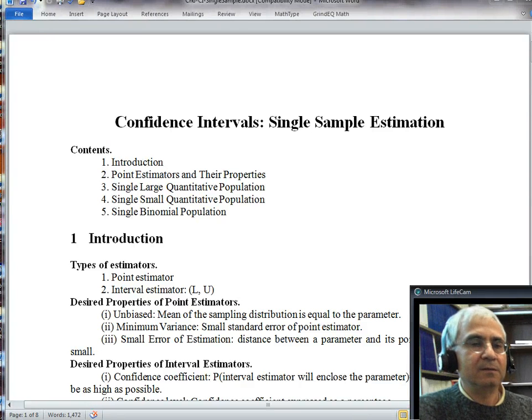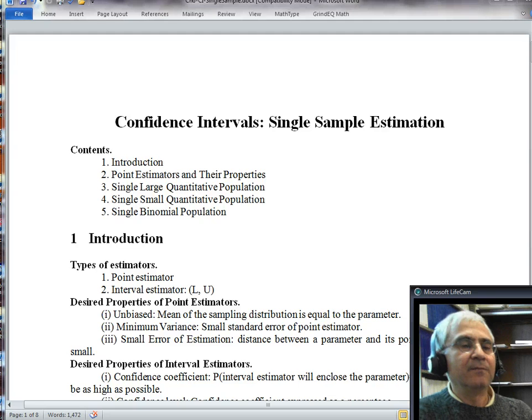Alright, we're going to talk about confidence intervals using single sample estimation. So basically now we are moving in a slightly different direction in the course. First we talked about samples and data analysis. Then we talked about probability, distributions, continuous and discrete. And then we talked about the sampling distribution, working with X bars and their properties and the central limit theorem.